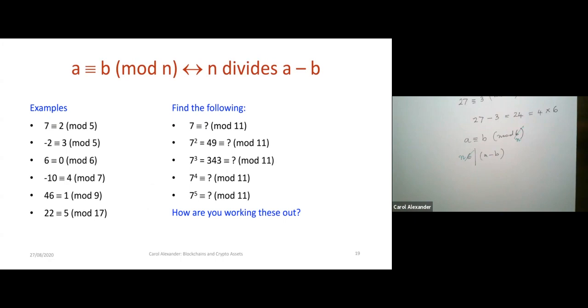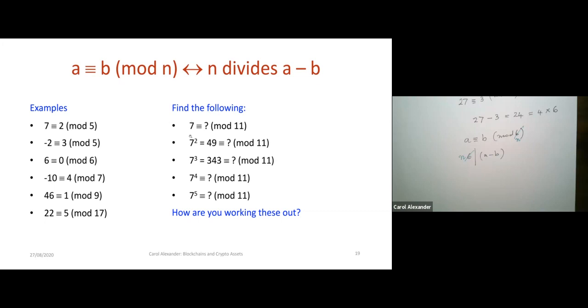So here are some examples. We can have negative numbers as well, they don't have to be positive. So for example, minus 2 minus 3 is minus 5. Minus 2 and 3 are congruent mod 5 because 5 divides minus 5. It's 5 times minus 1. This minus 10 minus 4 is minus 14 and so forth.